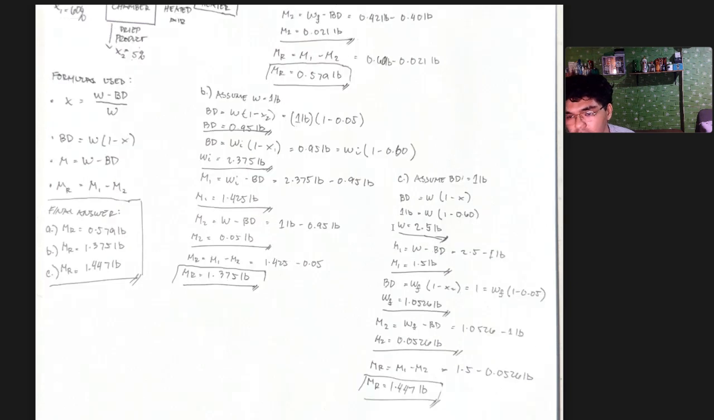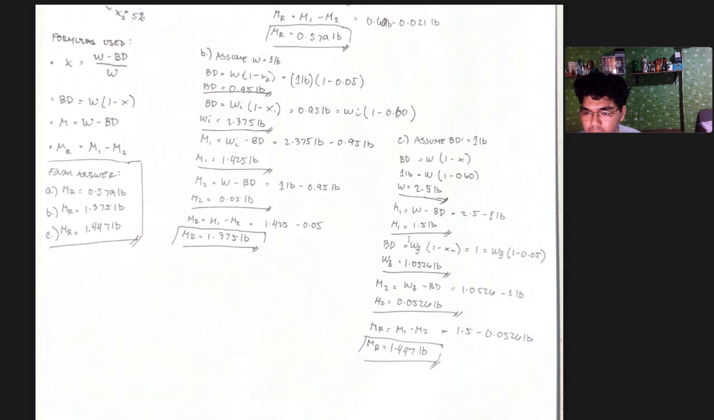Next is letter C, pound of dry bone material. For letter C, we will assume that bone drying is equal to 1 pound. Using the same formulas, 1 pound is equal to weight times 1 minus 0.60. We will have 2.5 pounds. Since we have that, we will use initial moisture. We'll have 1.5 pounds.